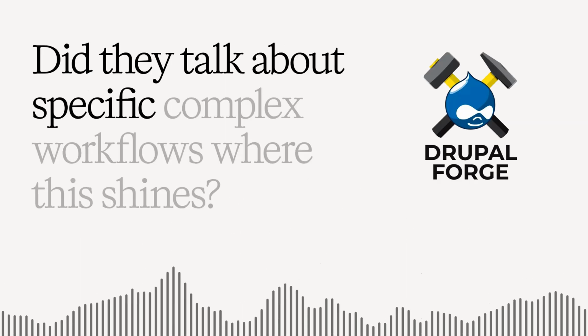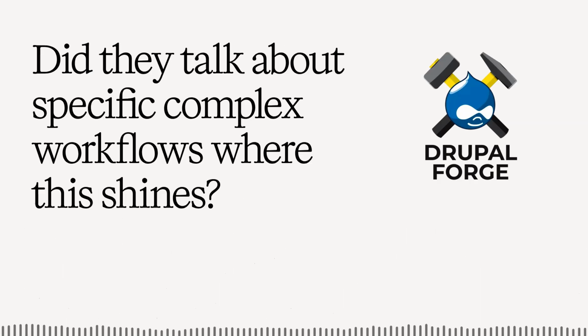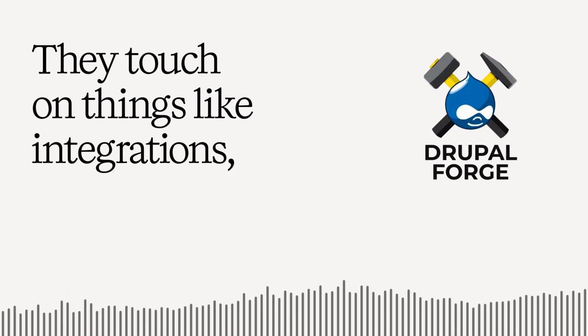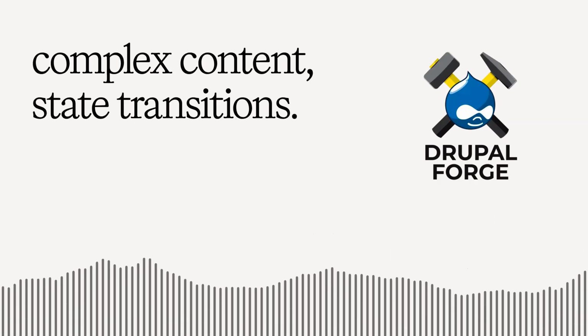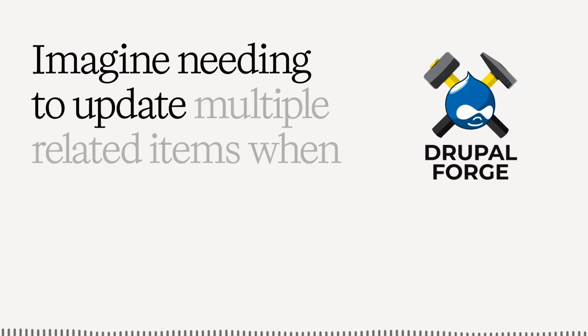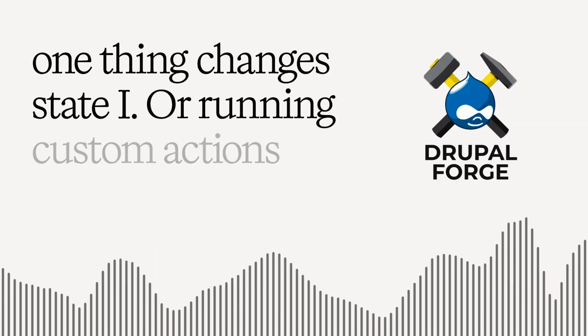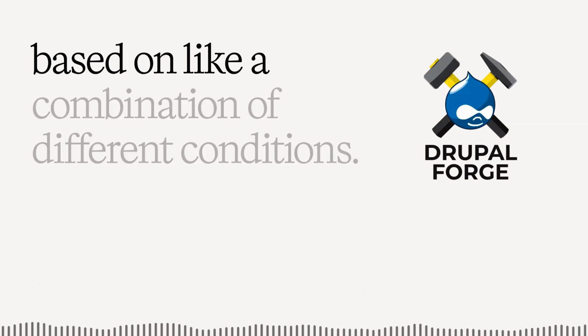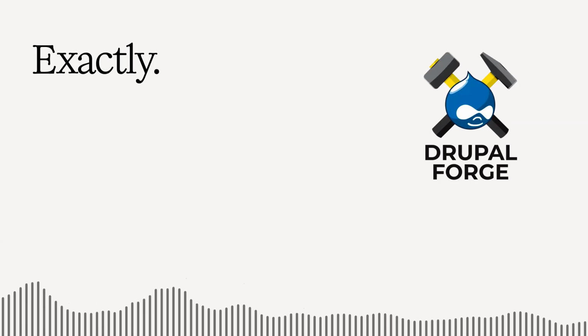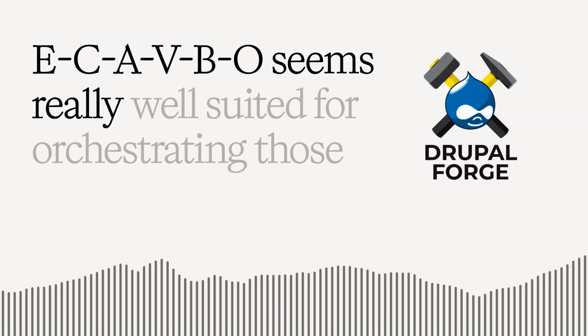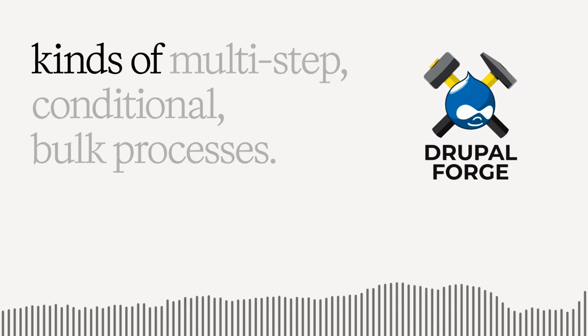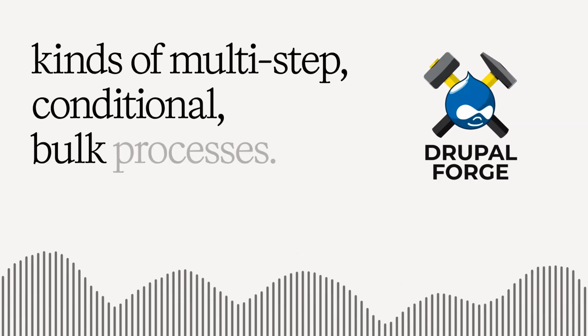Did they talk about specific complex workflows where this shines? Yeah, they touch on things like integrations, complex content state transitions. Imagine needing to update multiple related items when one thing changes state. Or running custom actions based on, like, a combination of different conditions. Exactly. ECA VBO seems really well suited for orchestrating those kinds of multi-step conditional bulk processes.